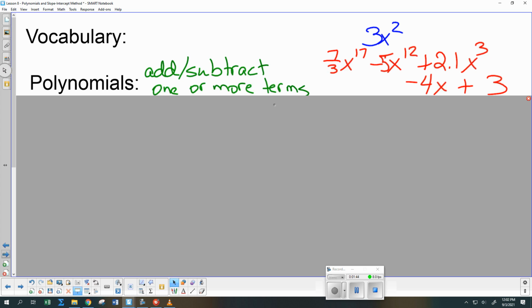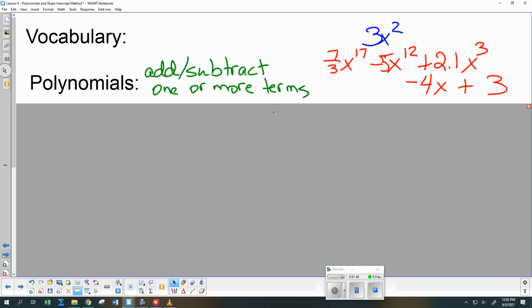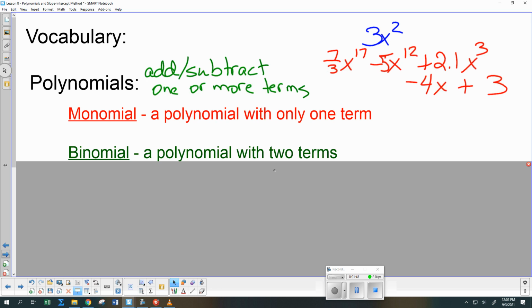We have special names for 3 kinds. Monomial, mono just means one. So a monomial has only one term. So it could be just 7. It could be 2.5 x to the 5th. So no pluses and minuses in it, then it's a monomial. Bicycle has 2 wheels. So bi means 2. If it has 2 terms, it is a binomial.